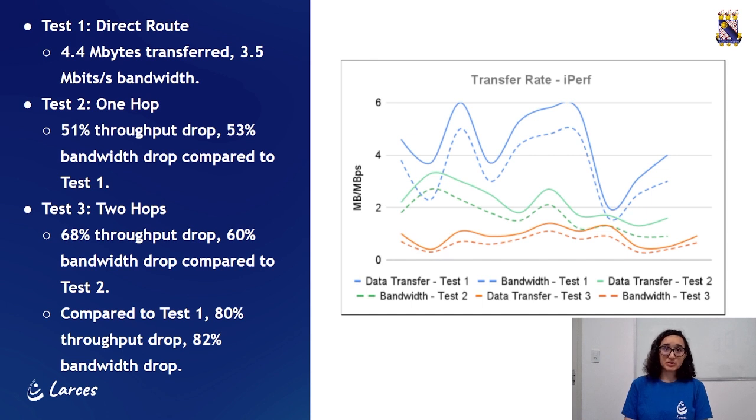In the third test, we use two hops and obtain a result of 0.92 megabytes transfer and 0.66 megabits per second bandwidth, with a decrease of 68% in throughput and 6% in bandwidth compared to the second test, and a decrease of 80% in throughput and 82% in bandwidth compared to the first test, as we see represented here in the graph by the orange line.